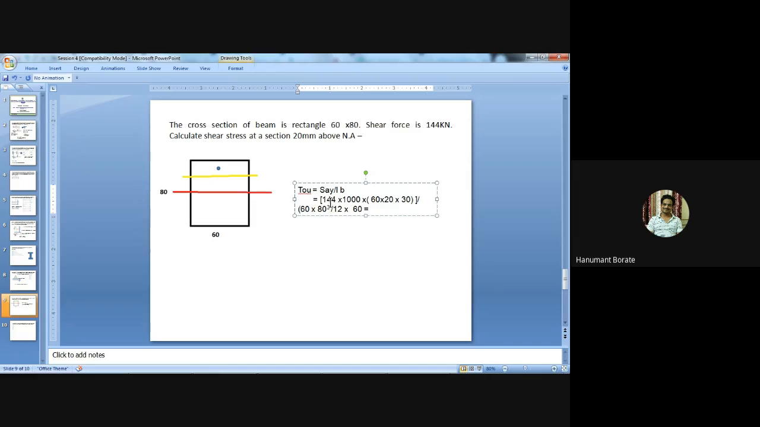60 into 80, 144 into 1000, right? 16 to 20 into 30, okay. Divided by I, moment of inertia is 16 to 20, 80 cube divided by 12 into 60. Okay, right.